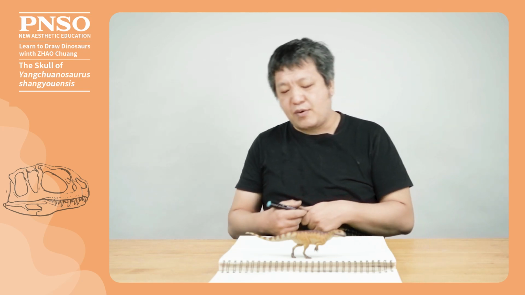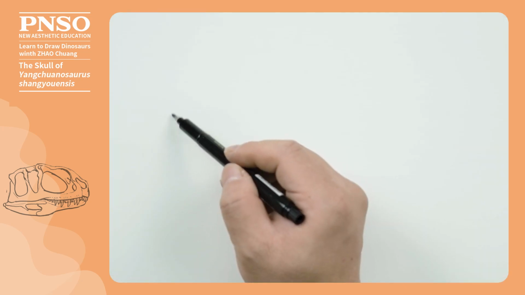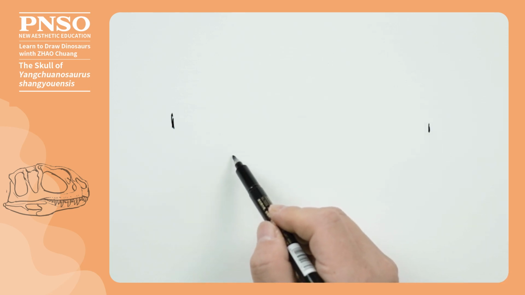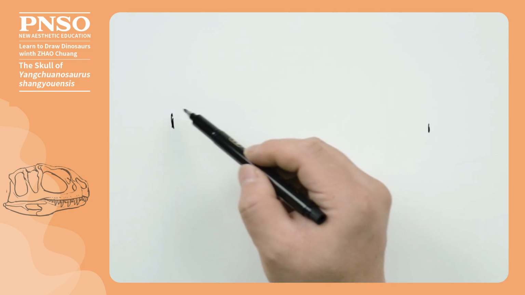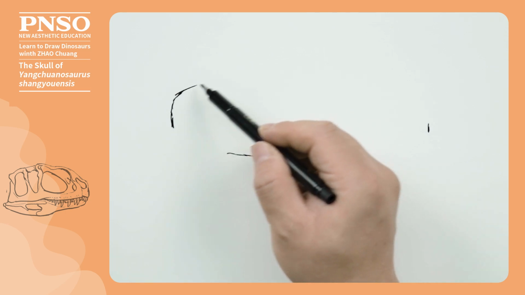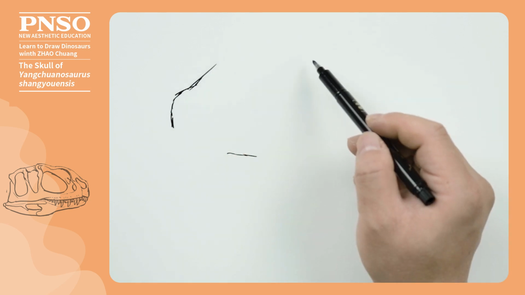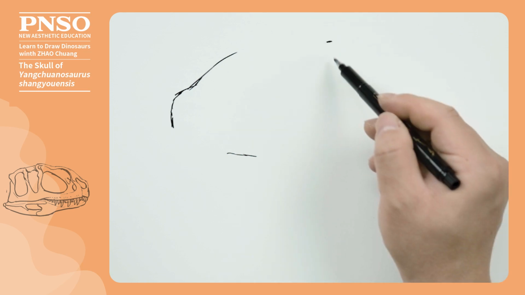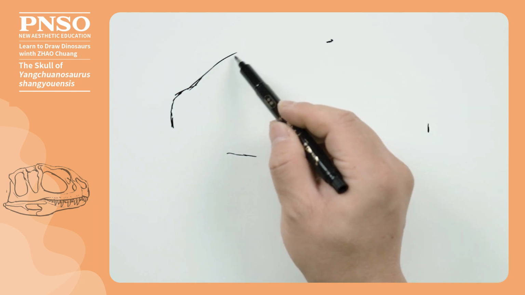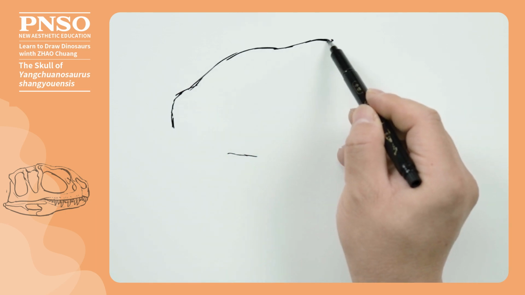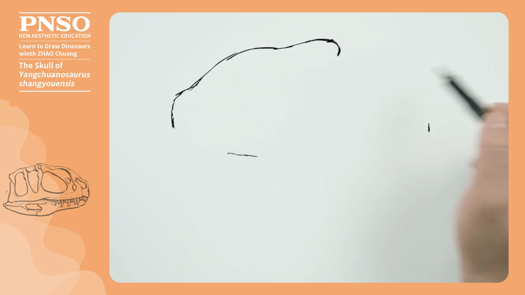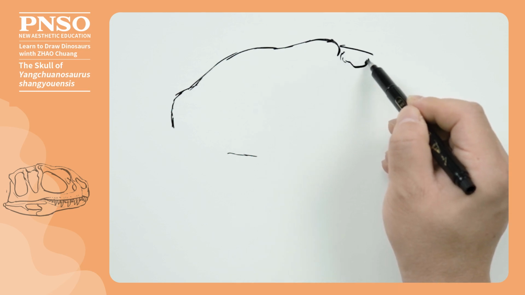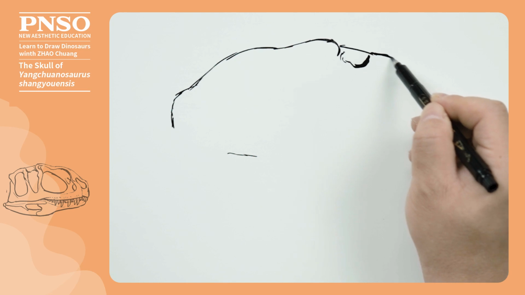Now, let's draw the skull of Yangchuanosaurus shangyouensis. Before drawing the skull, we first determine its position in the picture. We start with the nose, and its highest point is above the eyes. Here is its lacrimal horn, and here is the horn-like structure above the eyes, followed by the back of its head.